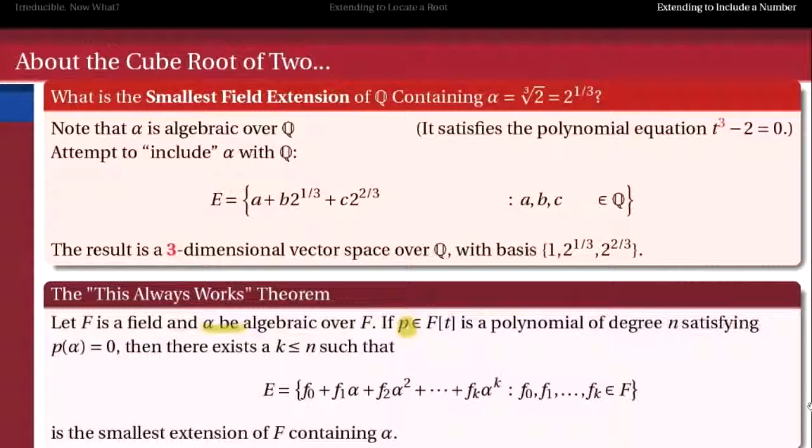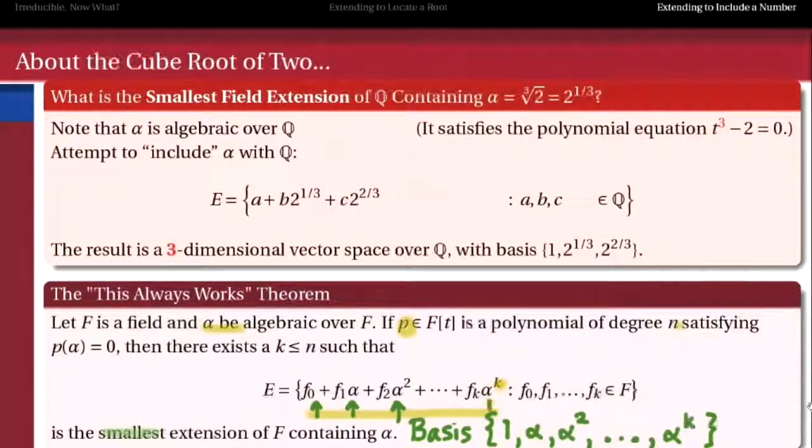Then the theorem says that there exists a number k which is less than or equal to n, which is the degree of this polynomial, such that this set that I get by taking linear combinations of powers of alpha along with 1 all the way up to the kth power of alpha is going to be a field extension of F, and it's going to contain alpha inside of it. And here's the most important word in this whole theorem, it's going to be the smallest such extension field. So there's our parsimony requirement.